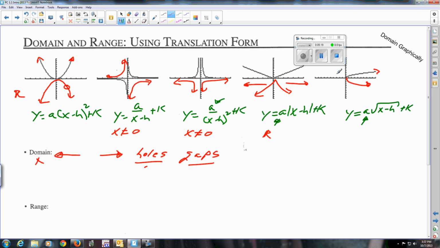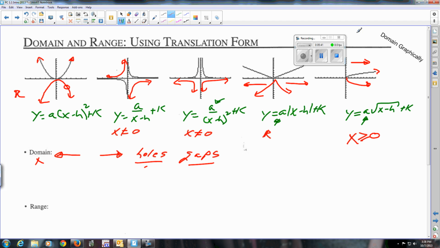Can the graph go as far left as it wants? No, it can't. Can it go as far right as it wants? Yep. Well, how far left can it go? It can go as small as 0. I'm sorry, X is greater than or equal to 0. That would be your domain. You can only use x values greater than or equal to 0.